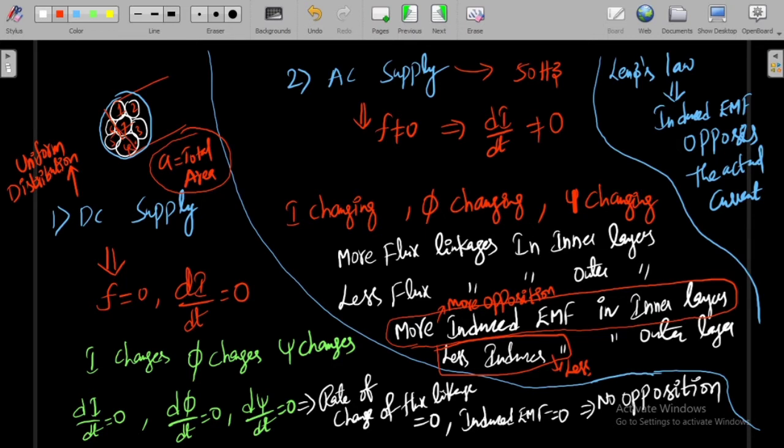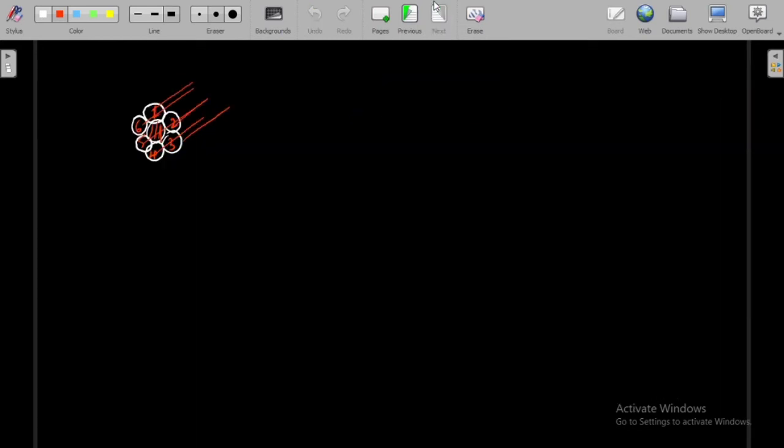What is the total area? If, for example, the total radius is R1, this is the case of DC supply. What is the total area? Area is equal to pi R1 square. Let us assume this as A1, which is the area of cross section of the conductor when it is subjected to DC circuit.